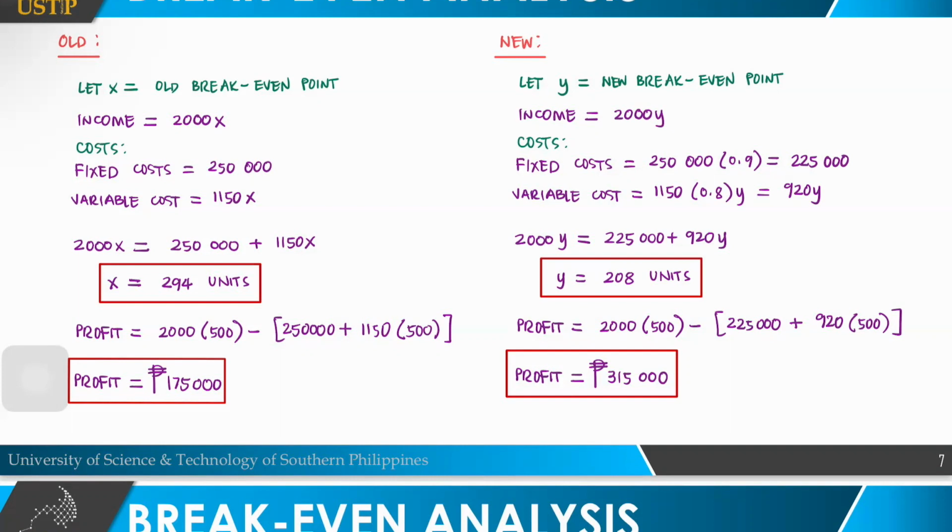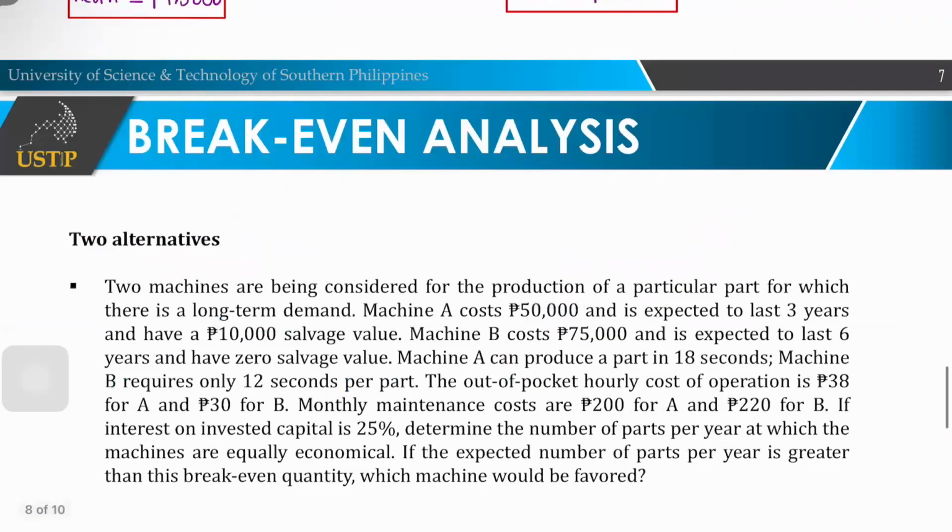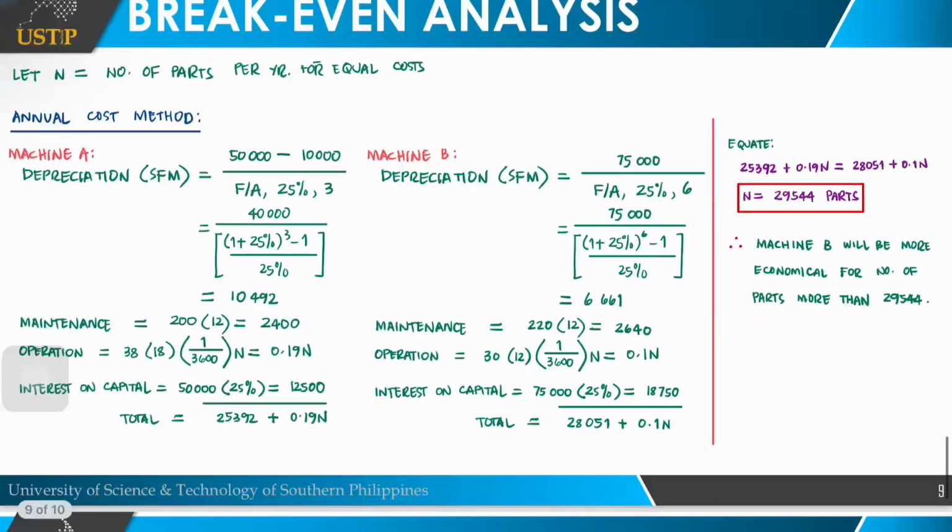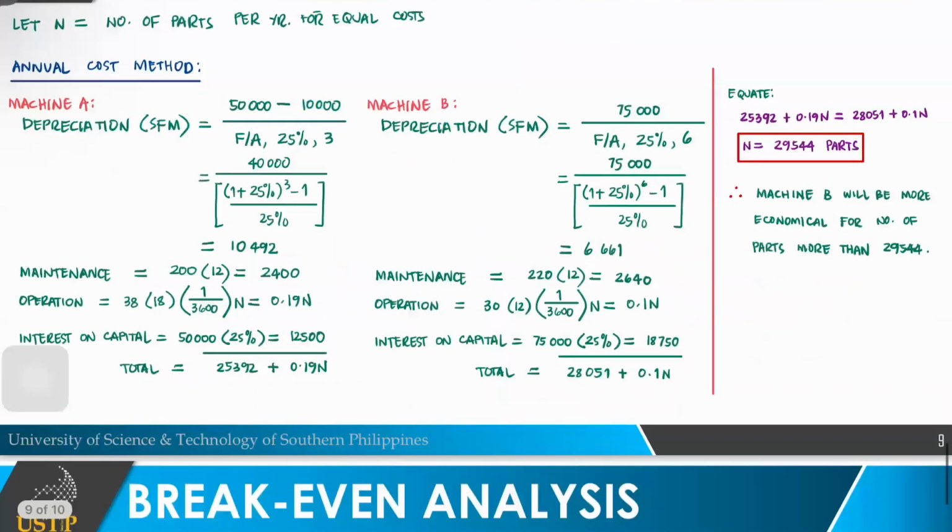So the profit now is 2,000 times 500, for 500 units, minus the fixed cost, which is now different, plus 920 times the 500. So we have a new profit that is equal to 315,000 pesos. Okay, moving on to this last problem. Yes, this is the last problem that we have.